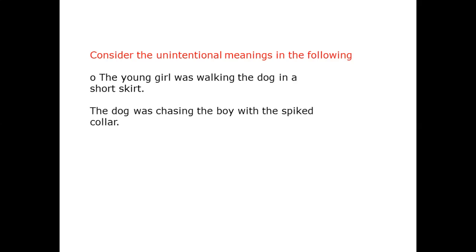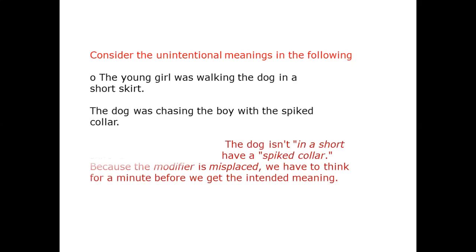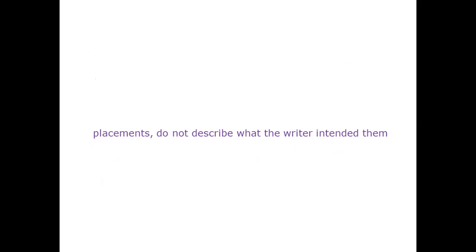The dog was chasing the boy with the spiked collar. The prepositional phrase with the spiked collar comes after the boy, but the boy doesn't have a spiked collar. So, the dog with the spiked collar was chasing the boy. You can see, as I explained before, what's wrong. The dog isn't in a short skirt and the boy doesn't have a spiked collar. So the modifier is misplaced. We have to think for a minute before we get the intended meaning.